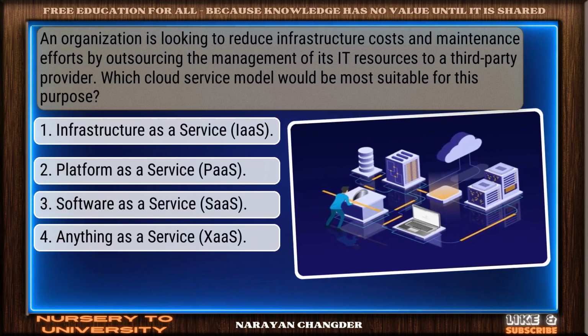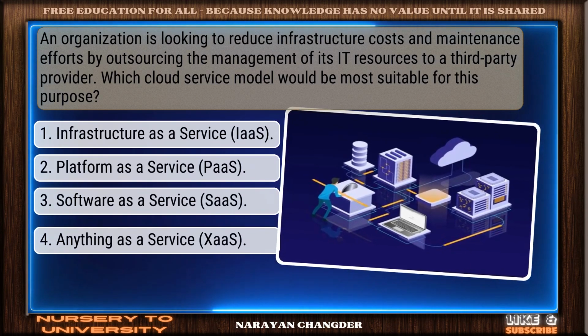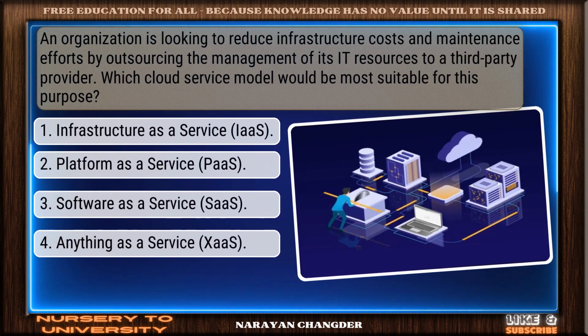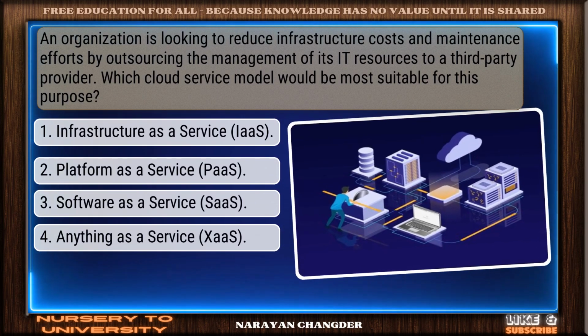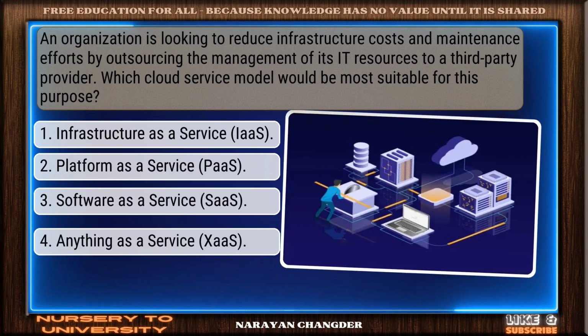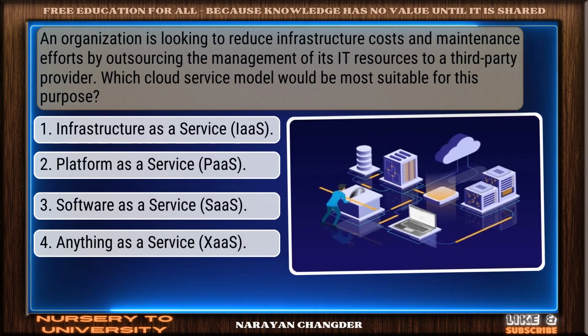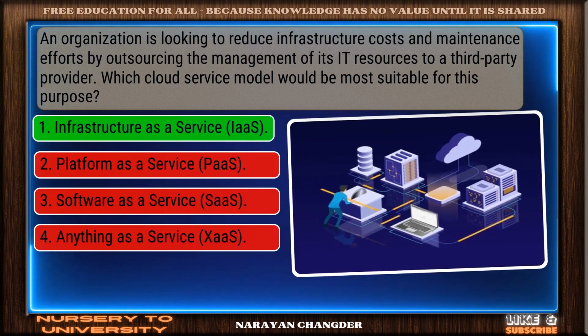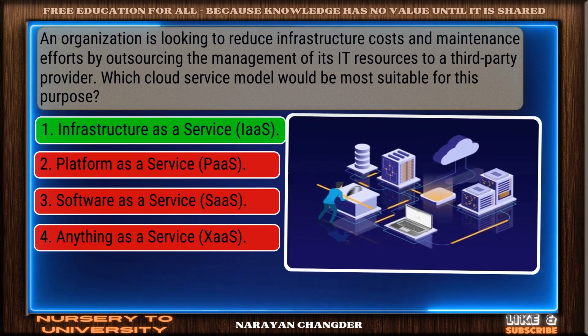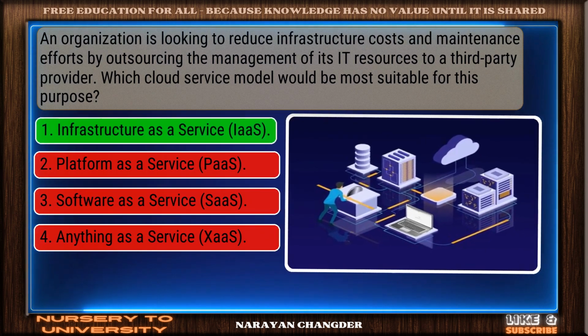Question number 4. An organization is looking to reduce infrastructure costs and maintenance efforts by outsourcing the management of its resources to a third-party provider. Which cloud service model would be most suitable for this purpose? Well done. Infrastructure as a service is the right choice.